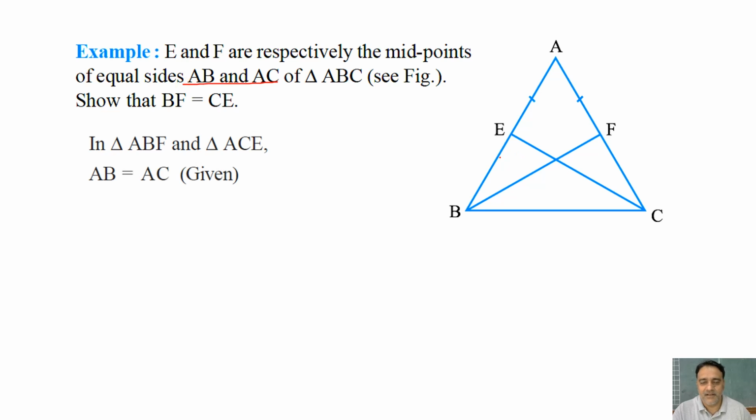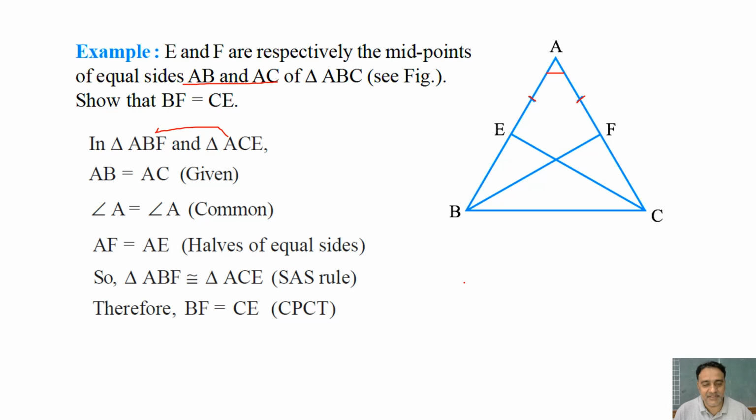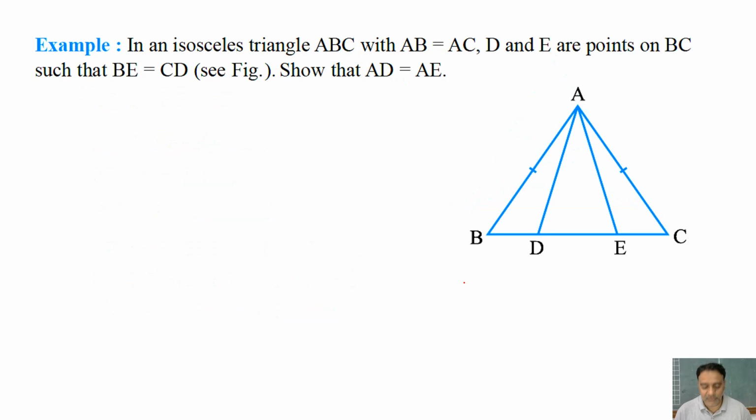Okay. Now AE is equal to AF. Why? As the midpoint, half of the side. Half of the equals are also equal, right? And this angle is common to both the triangles. Okay, so by which criteria these two triangles are congruent? Side angle side. So BF is equal to CE by CPCT, right?